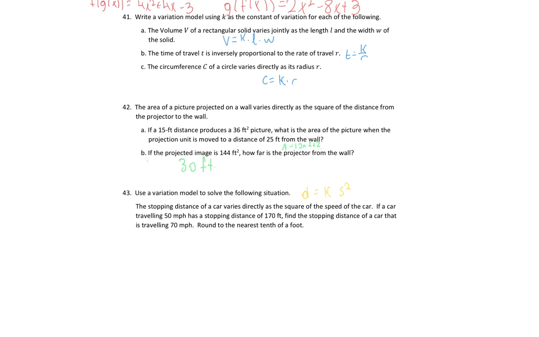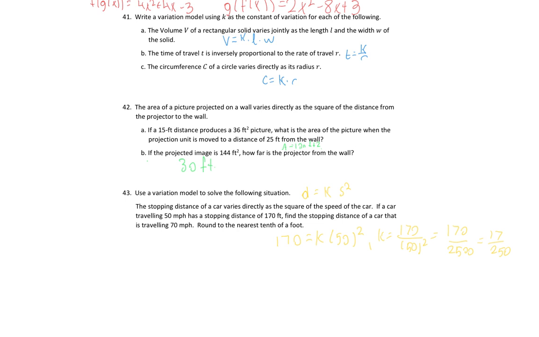Okay, so we know that it's 170 whenever you're traveling 50 miles an hour. So it means our k is going to be 170 over 50 squared, which is the same thing. 50 squared is 50 times 50, 2,500, which we can simplify down to 17 over 250.